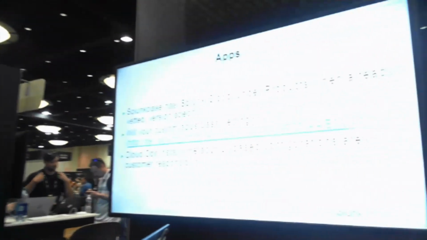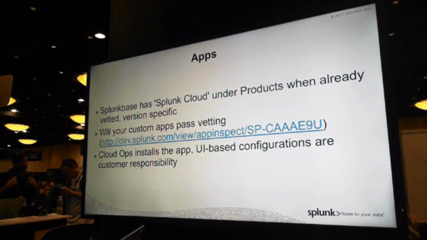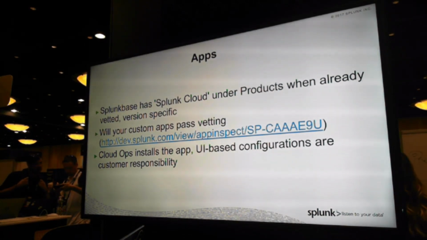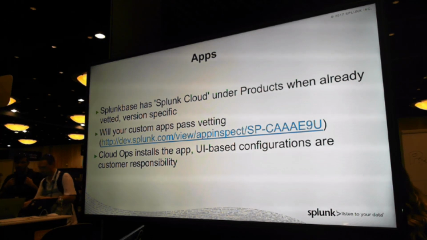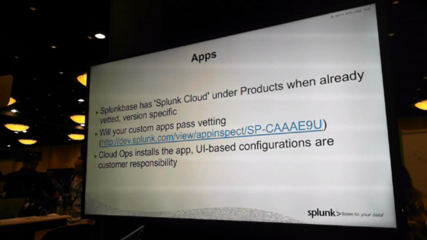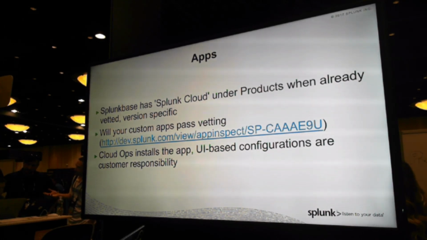All right, talking about apps. If you go into Splunkbase and look for apps under product, you will see Splunk Cloud if that app has been vetted for cloud. The vetting is done version specific. So if the absolute latest and greatest has not been vetted yet, but previous versions have, that's actually okay. By requesting an install, we will go find the latest version and vet it.